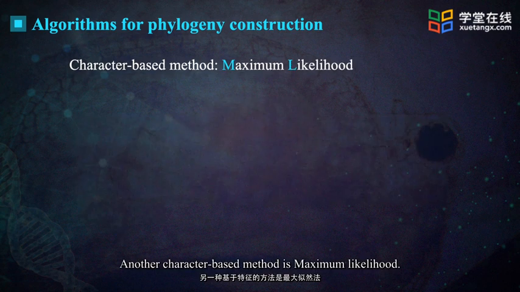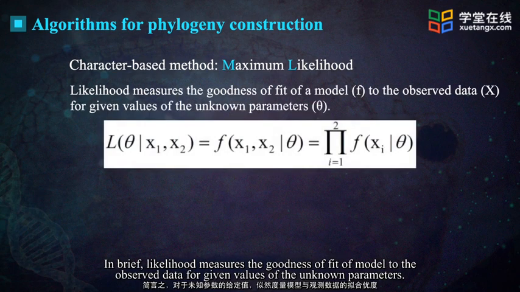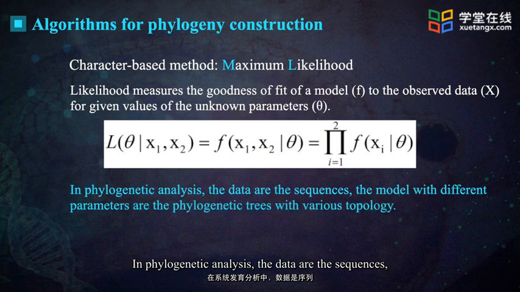Another character-based method is maximum likelihood. Likelihood is a statistical concept. In brief, likelihood measures the goodness of fit of a model to the observed data for given values of the unknown parameters. In phylogenetic analysis, the data are the sequences.